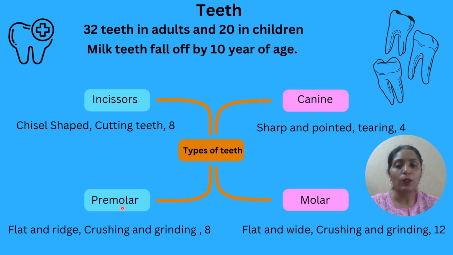Then comes premolar. Premolars are flat and ridge shaped. These are for crushing and grinding the food. Total 8 in number, 4 in upper jaw, 4 in lower jaw. Then molars. Molars are flat and wide. These are also for crushing and grinding. Total 12, 6 in upper jaw, 6 in lower jaw.